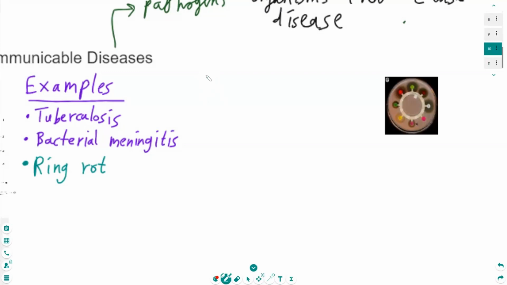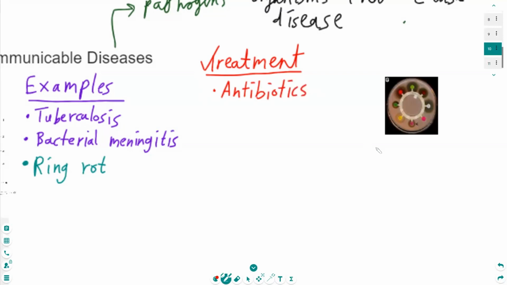So we're going to quickly talk about treatment, how we can treat bacterial diseases. The main way is through the use of antibiotics. Some bacteria are resistant to some antibiotics. For instance, MRSA stands for methicillin resistant Staphylococcus aureus, where SA is the name of the bacterial species, and it is resistant to methicillin.